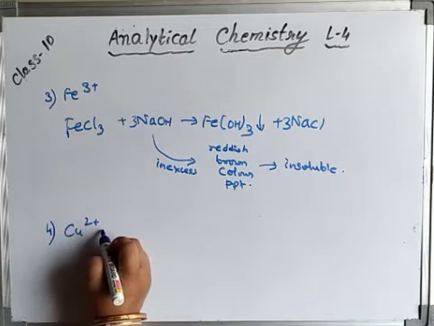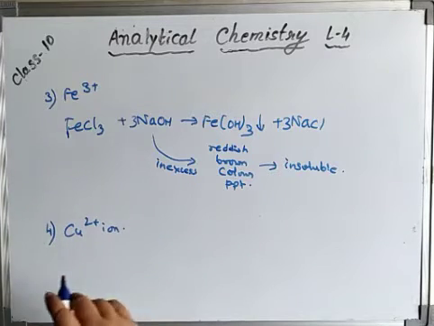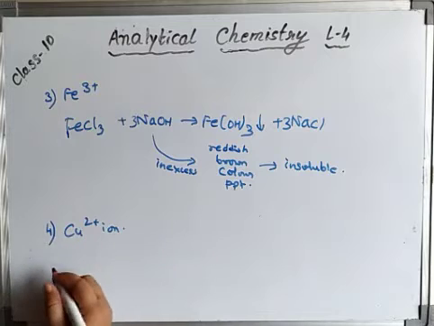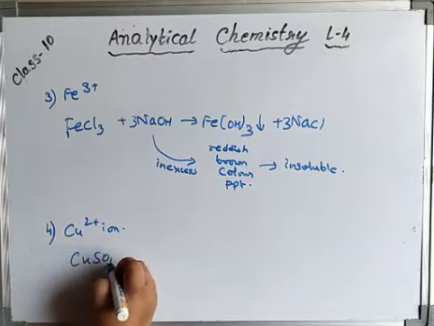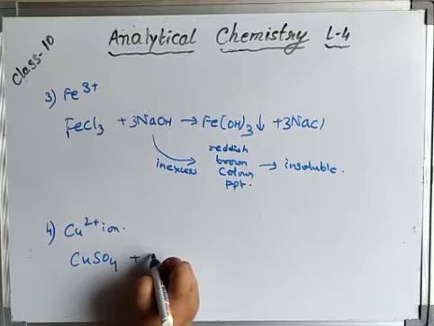Cu2+, that is, which ion are we taking? Plus 2, that is the higher valence. So let us take an example: CuSO4, a very well known example.